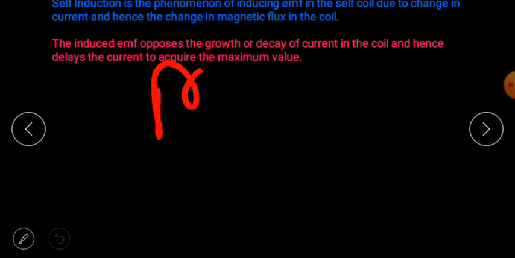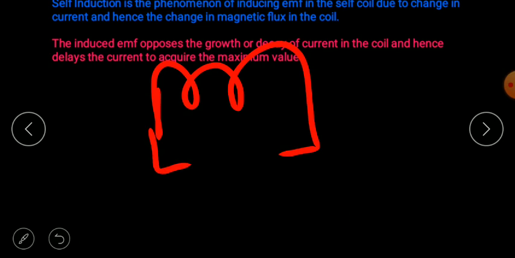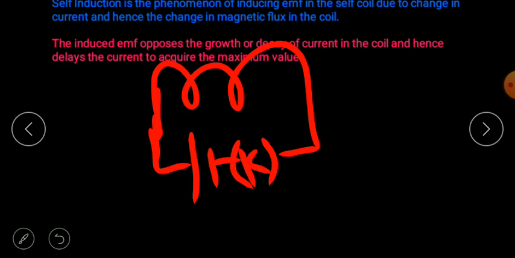Consider a coil which is connected to a battery and key. When this key is closed, the current starts flowing in this coil. The current keeps growing in this coil till it attains a steady value. During the growth of this current, the magnetic flux linked with the coil also increases and hence an EMF is induced in this coil. So this is called back EMF.